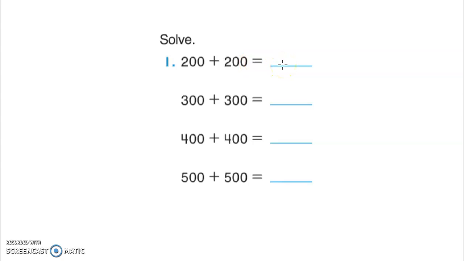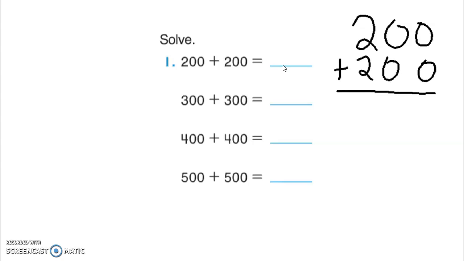If I write that out the long way where it's all vertical, 200 plus 200, and I add, starting on the right with my ones, 0 plus 0 equals, well, that's easy, 0. So this one would be 0. So I just have to add 2 plus 2 equals 4. Wait a minute, I could have done that in my head. That's your goal, boys and girls. I want you to do this in your head without writing it out.